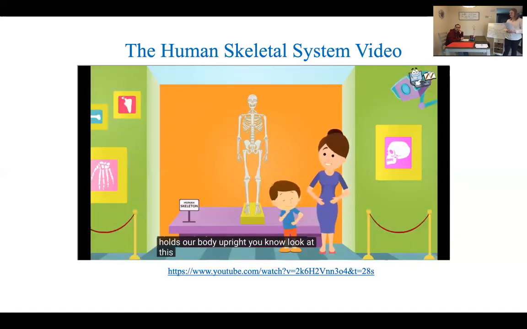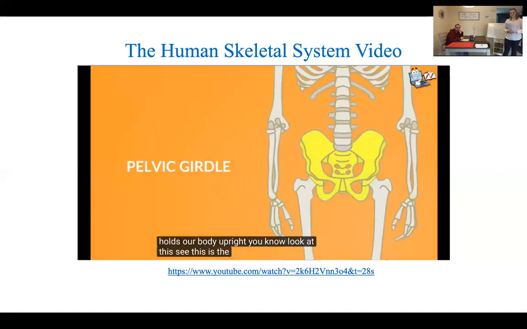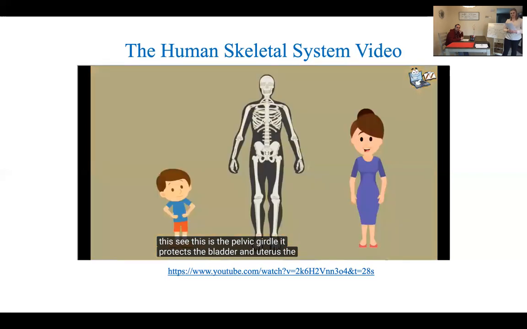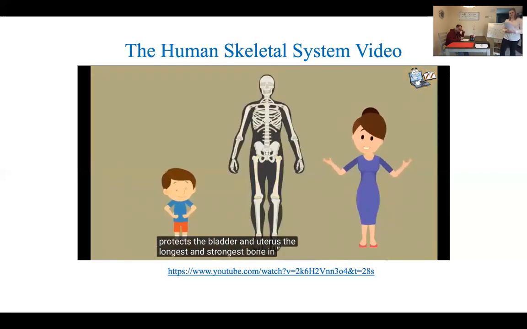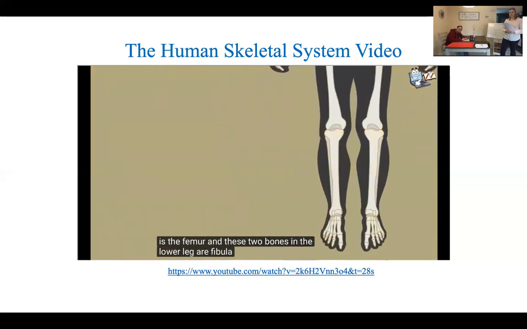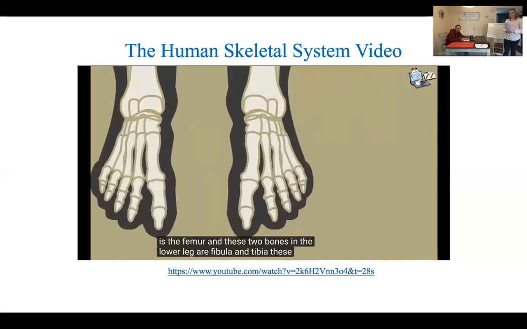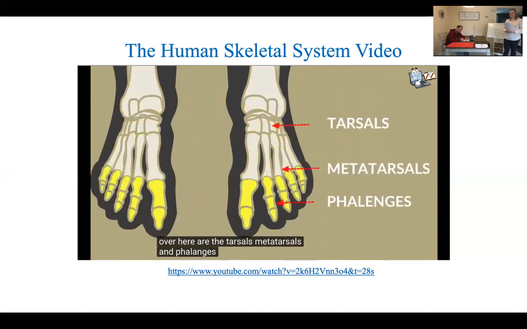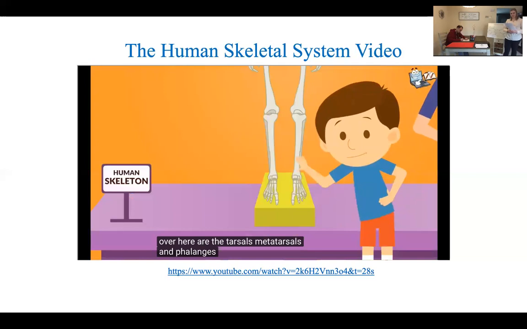Yippee! Now look at this. See, this is the pelvic girdle. It protects the bladder and uterus. The longest and strongest bone in our body is the femur. And these two bones in the lower leg are fibula and tibia. These over here are the tarsals, metatarsals, and phalanges.